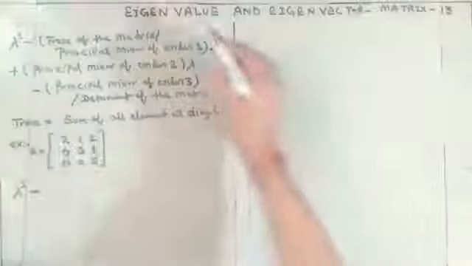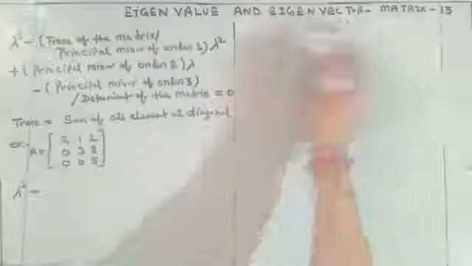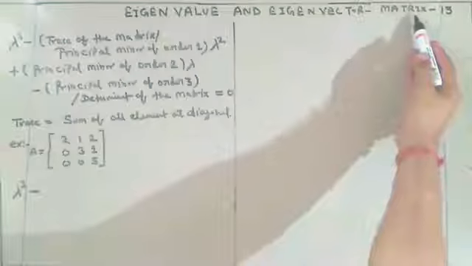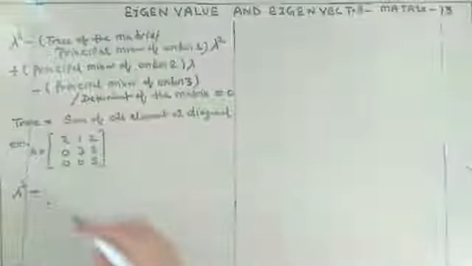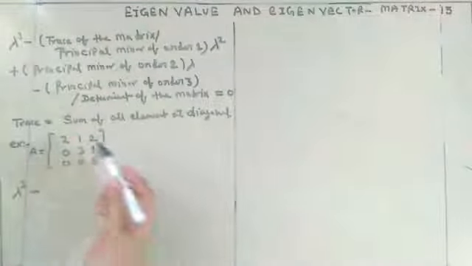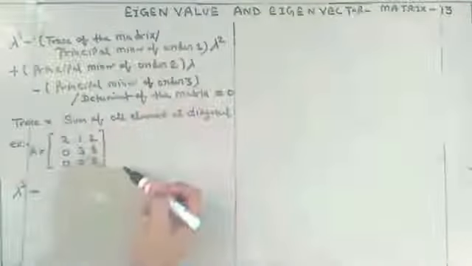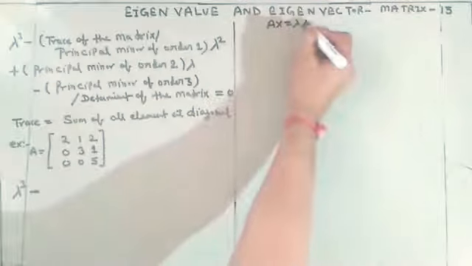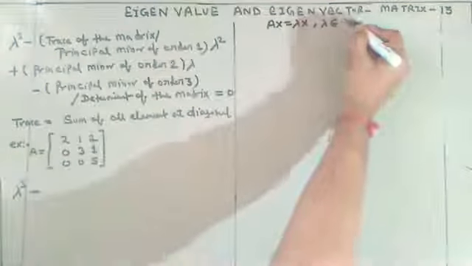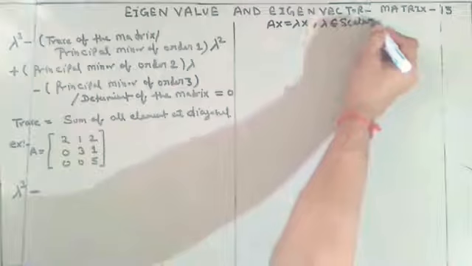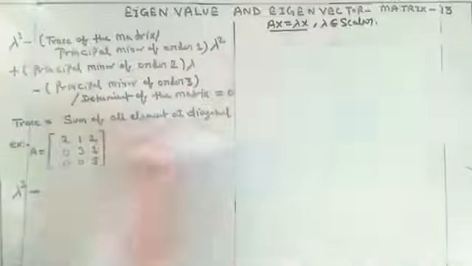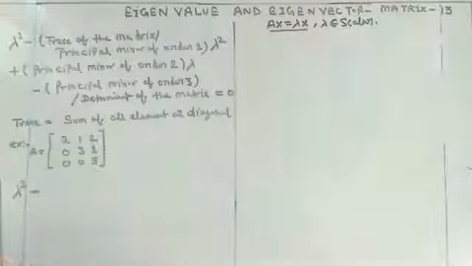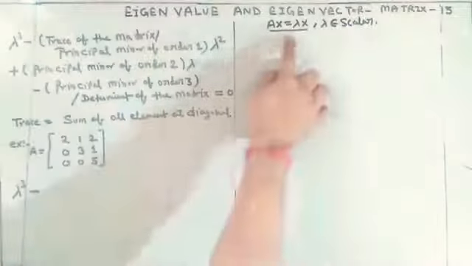Friends, this is the eigenvalue and eigenvector. Today we will discuss it. This is matrix lecture number 15. Okay, so how do we find the eigenvalue and eigenvector? You must know that Ax is equal to lambda x, where lambda belongs to scalar. This is the formula to find the eigenvectors and eigenvalues.